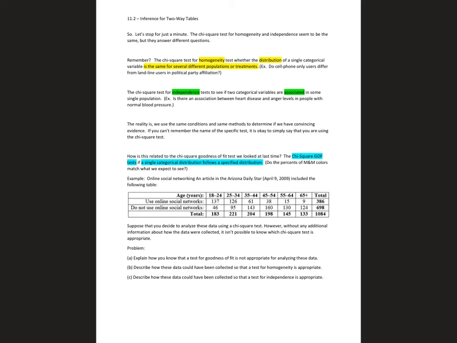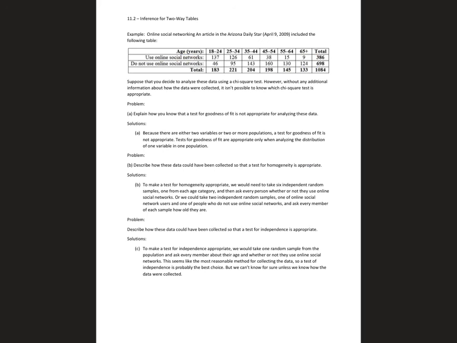Online social networking, an article in the Arizona Daily Star, April 9th of 2009, included the following table. Suppose that you decide to analyze these data using a chi-square test. However, without any additional information about how the data were collected, it isn't possible to know which chi-square test is appropriate. A, explain how you know that a test for goodness of fit is not appropriate. B, describe how these data could have been collected so that homogeneity is appropriate. And C, describe how these data could have been collected so that a test for independence is appropriate.